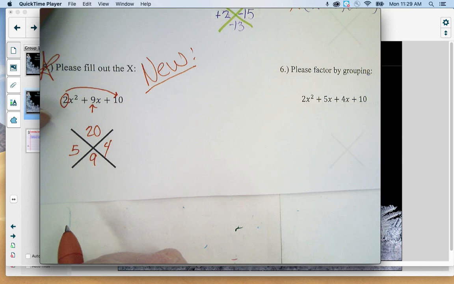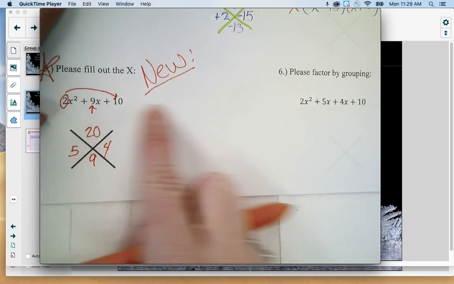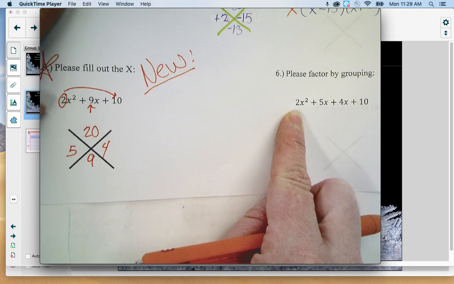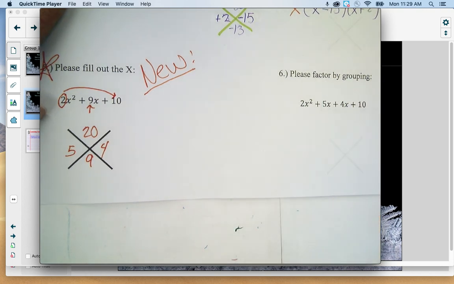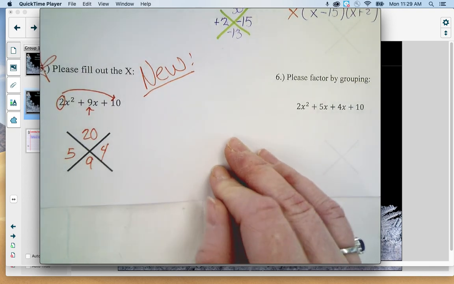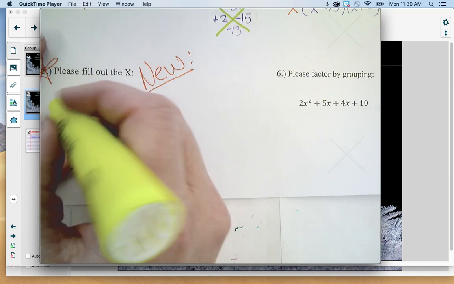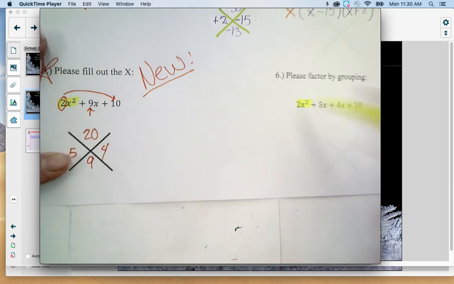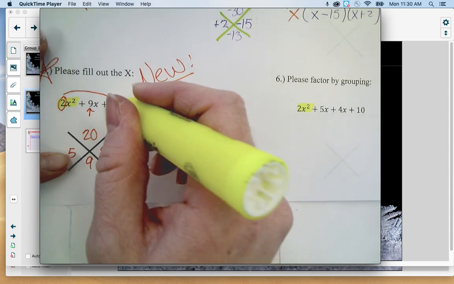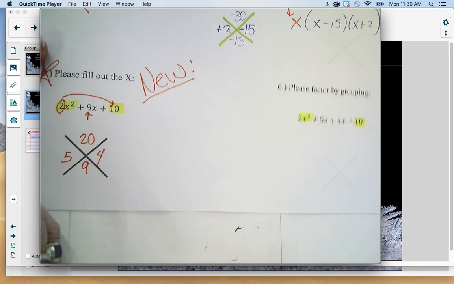Now, do you see any connection between 5 and 6? Yes, it starts with a 2x. I like what Jalen just said. I'm looking for my yellow highlight. I start with 2x squared. What did it end with? It ended with 10. Take a look.